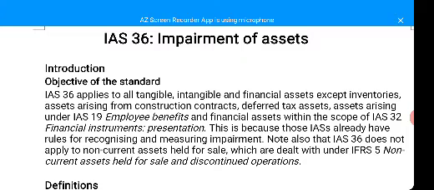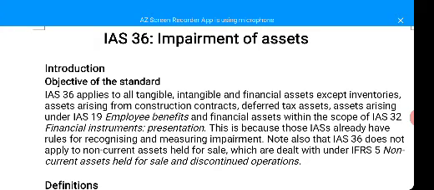Today we're looking at financial reporting, and our topic will be IAS 36 Impairment of Assets.